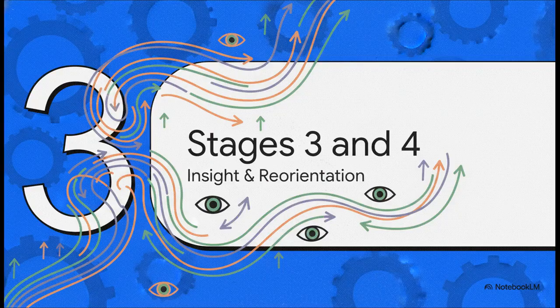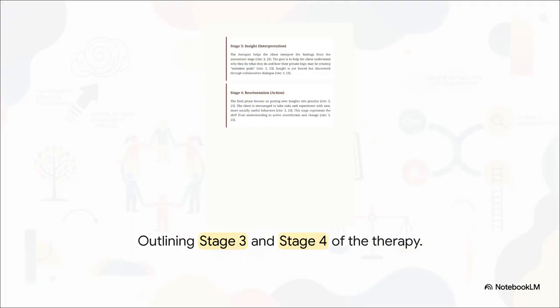Okay, part 3, stages 3 and 4, insight and reorientation. So, stage 3 is insight. This marks the big transition from investigation over to interpretation. The therapist is helping the client actually make sense of all the findings from that earlier assessment. But here is the absolutely crucial detail. Insight is never forced. It's discovered through collaborative dialogue. It's 2 people working together to help the client understand exactly why they do what they do.